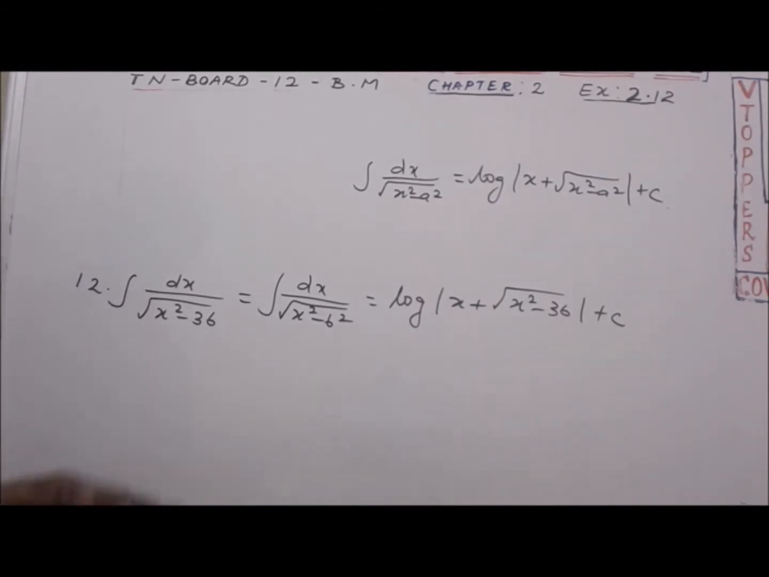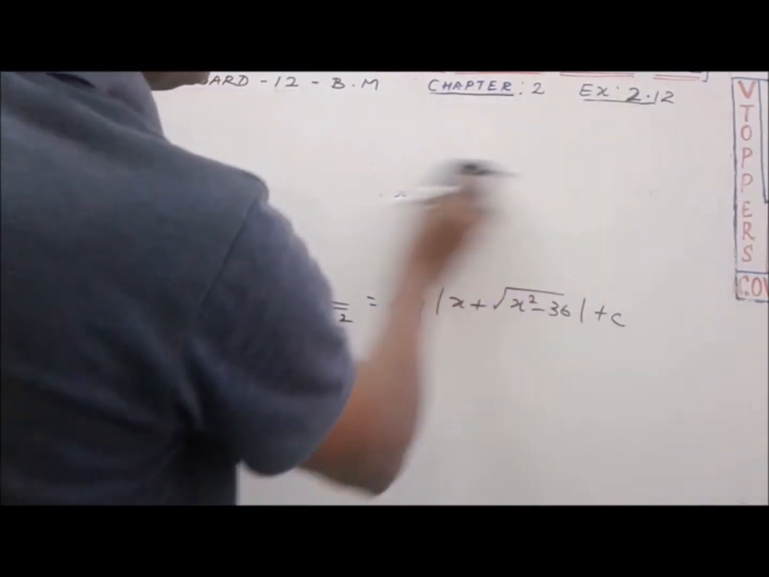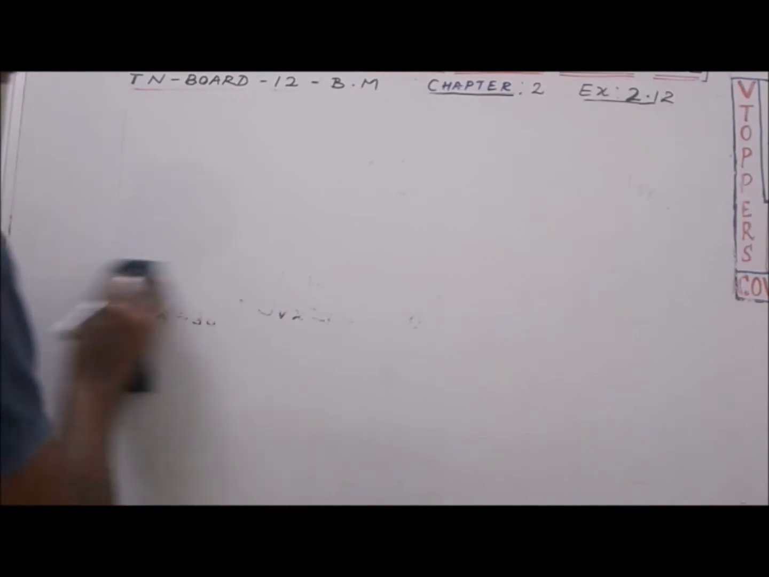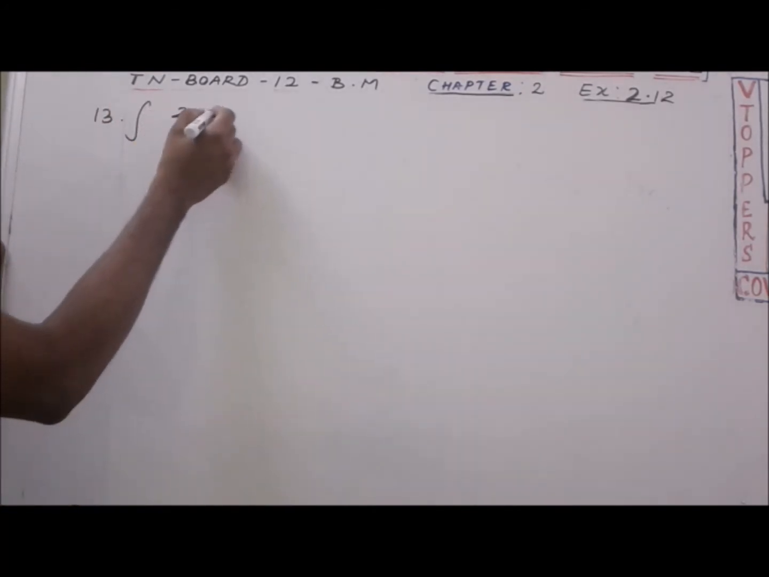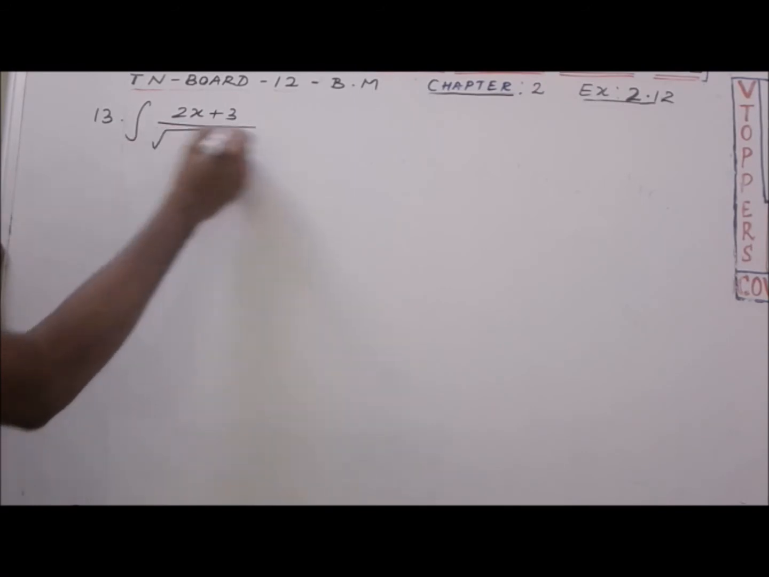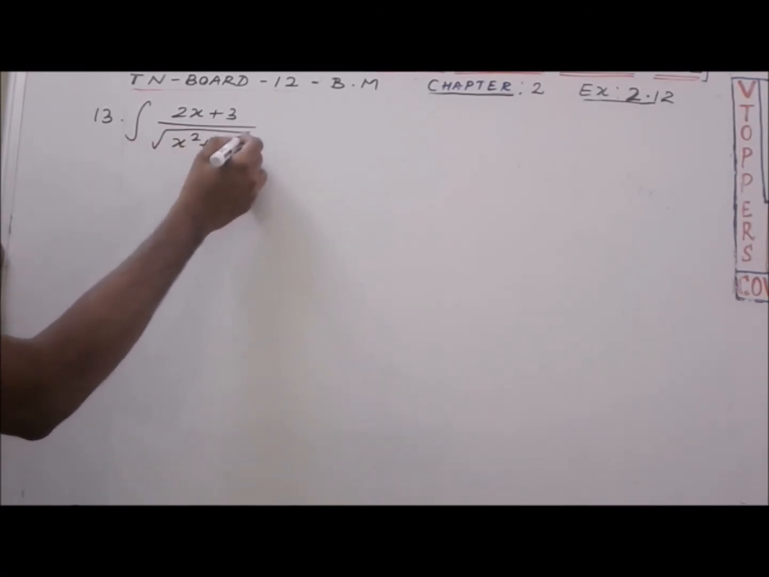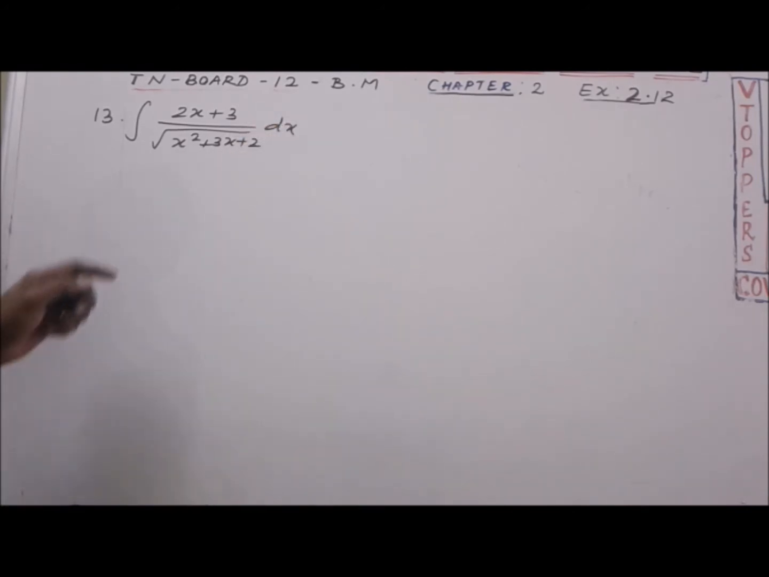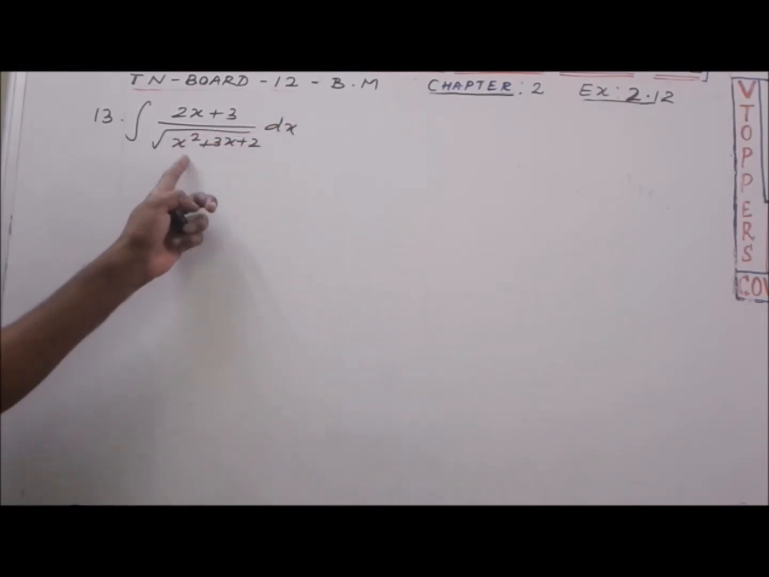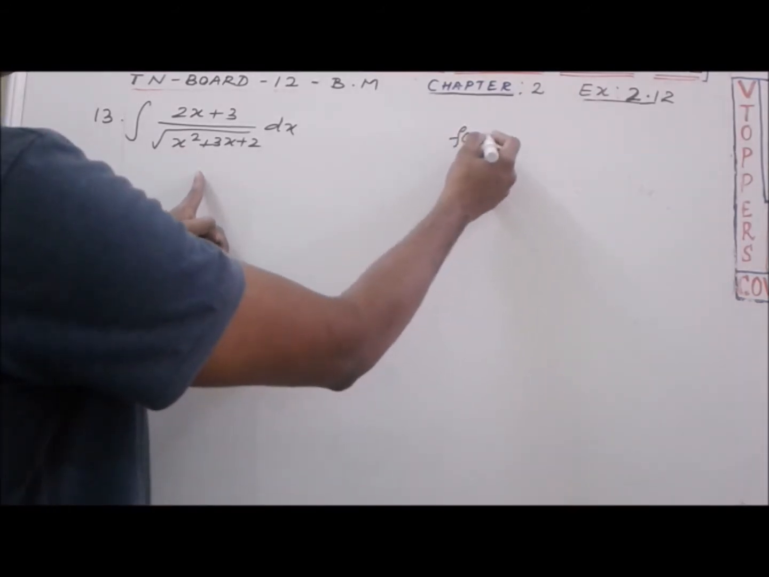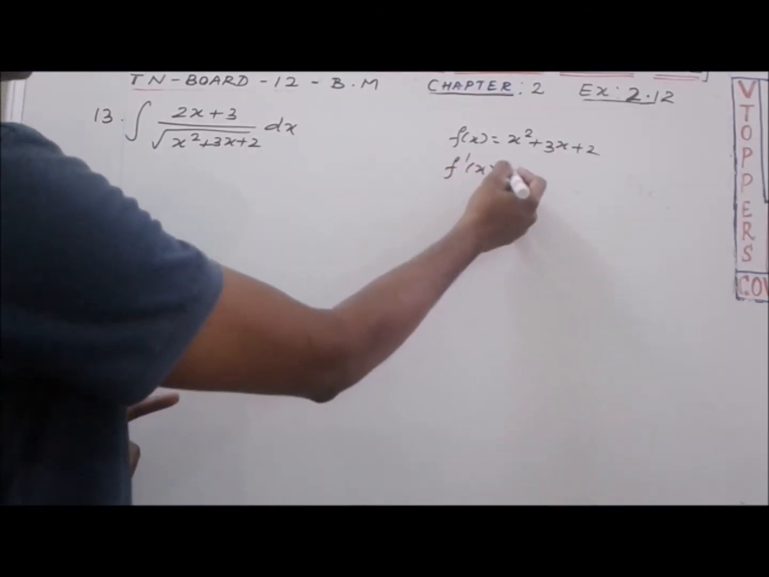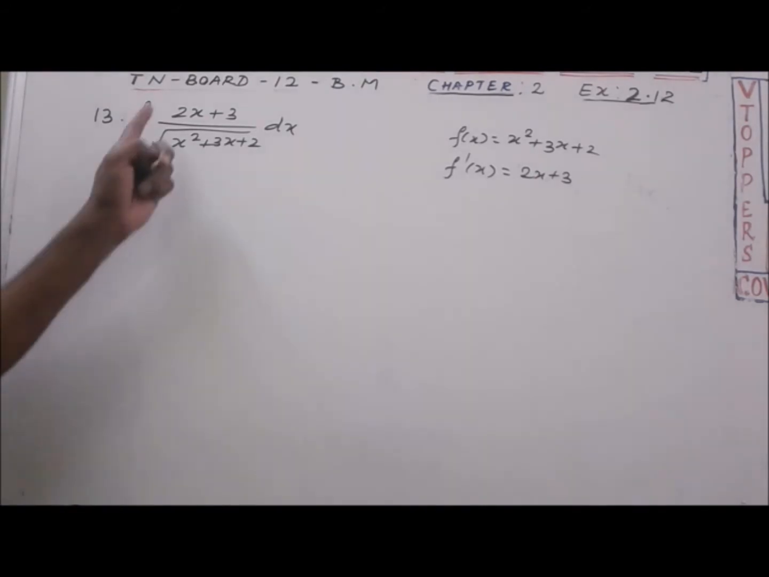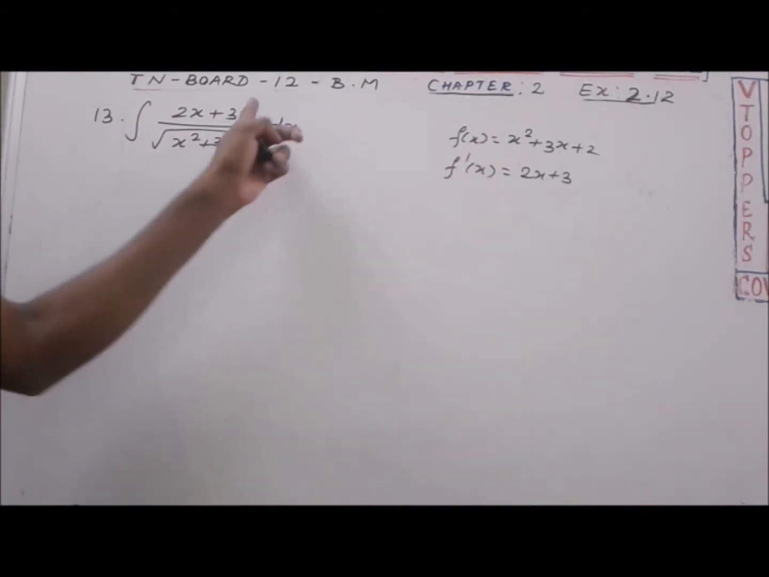Now question number 13, integral 2x plus 3 divided by root of x square plus 3x plus 2 into dx. Now look at the denominator. The function within the square root is f of x equal to x square plus 3x plus 2, and its derivative f dash of x is equal to 2x plus 3. Look at the numerator.